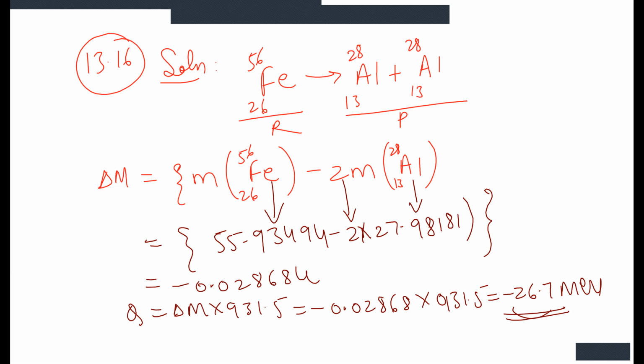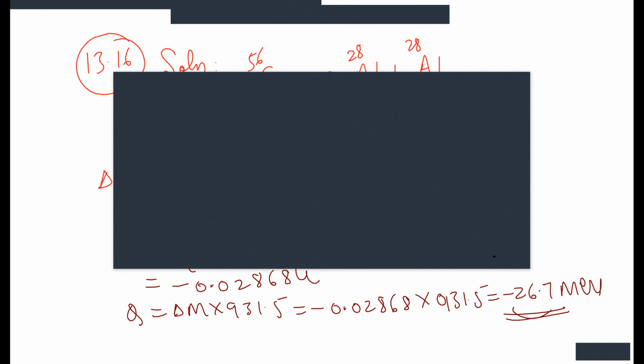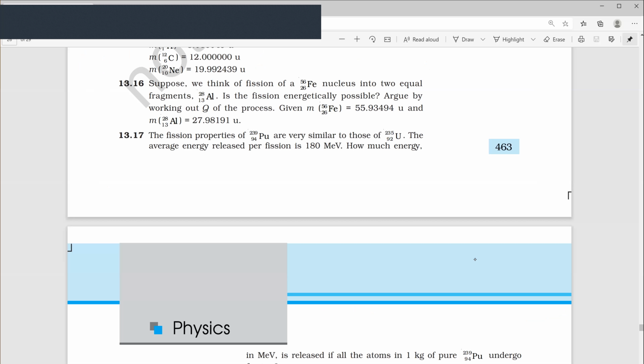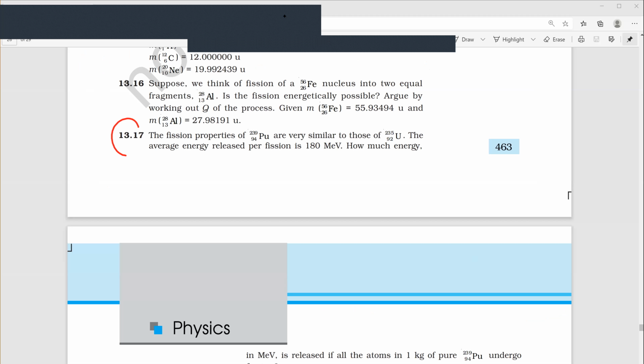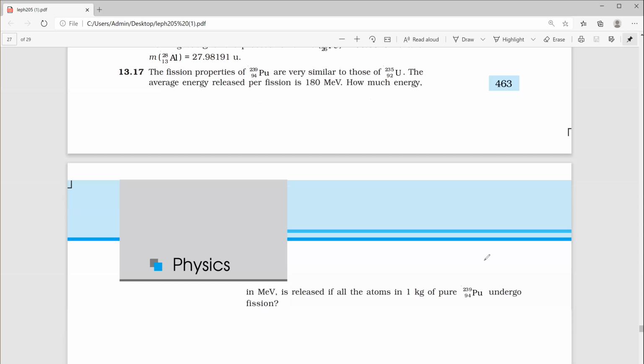So this is the solution for 13.16. And let us see the next one, 13.17. So here the question is the fission properties of... So 13.7. The question is like this.